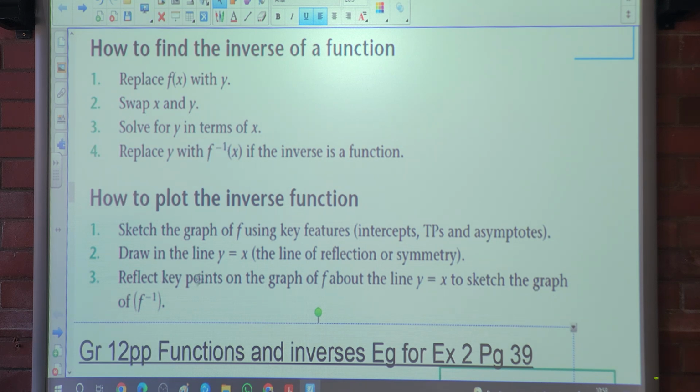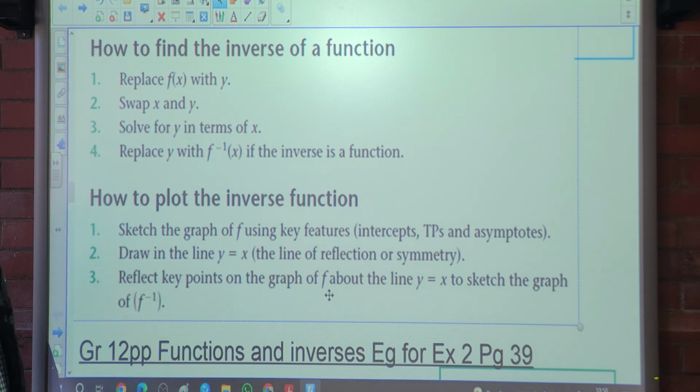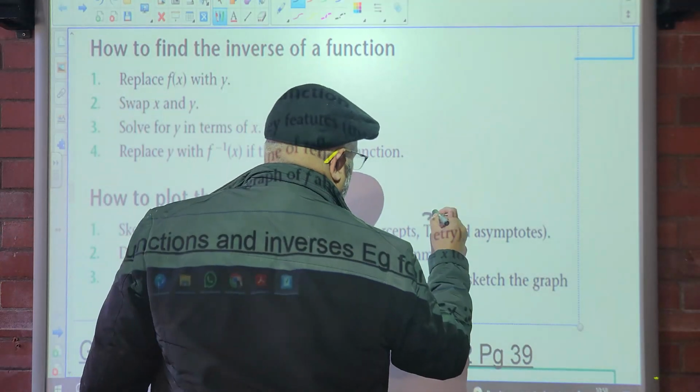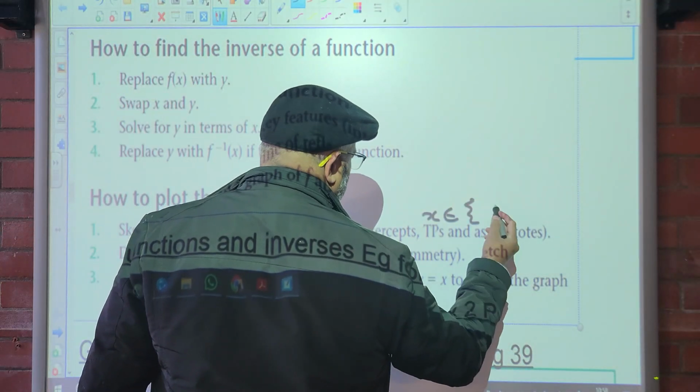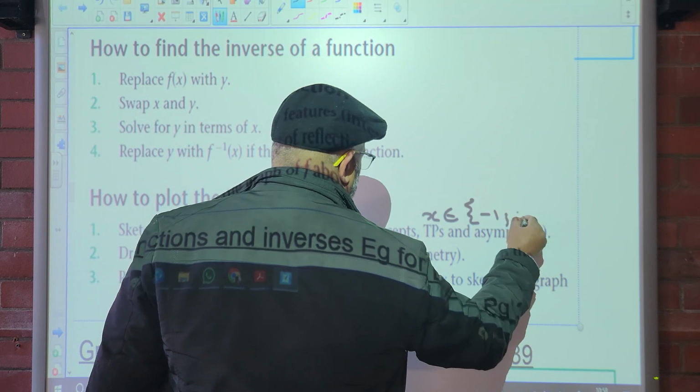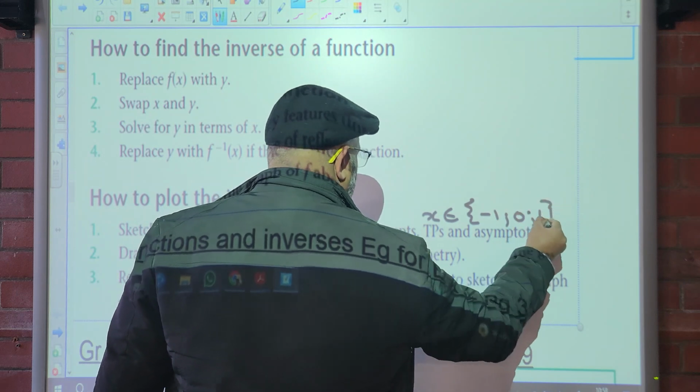How to plot the inverse function? Sketch the graph of f using key features, namely intercepts, turning points and asymptotes. We use the values 1, minus 1 and 0. Okay, so you can put that in there. We use x to be, you can use anything you want. Okay. Minus 1, 0 and 1.